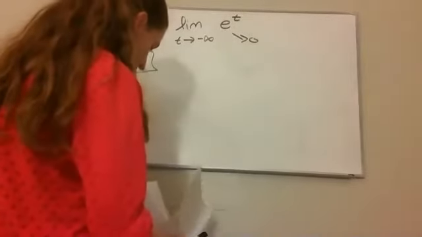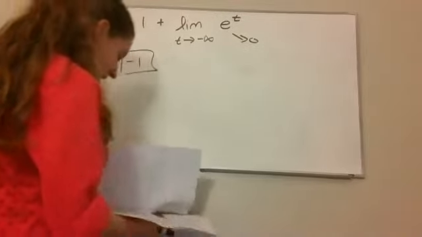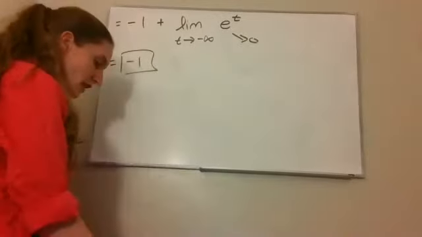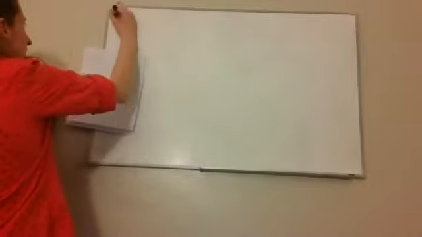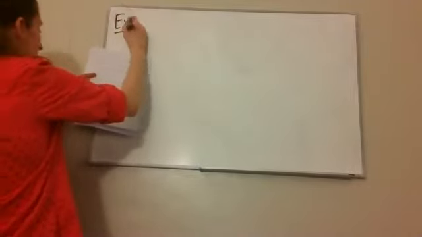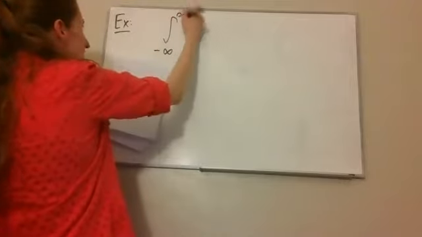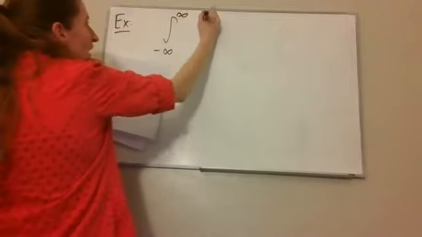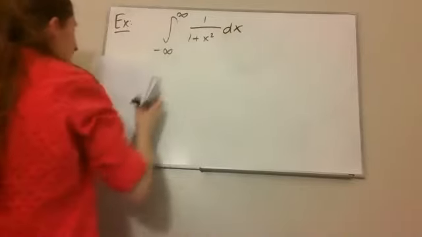Okay, let's do one more example of this type of improper integral, and then we'll learn about the other type. Let's do an integral from negative infinity to positive infinity of 1 over 1 plus x squared dx.